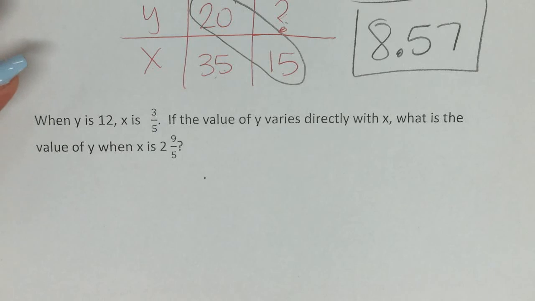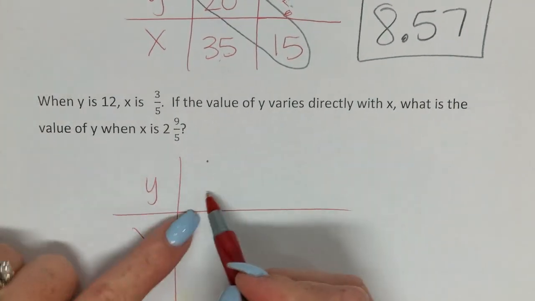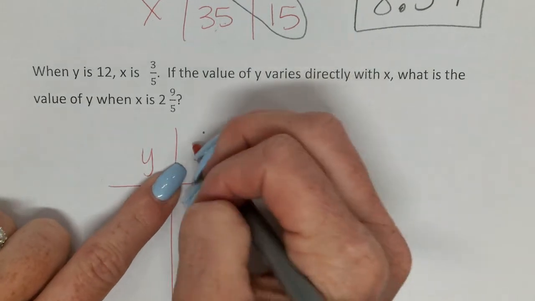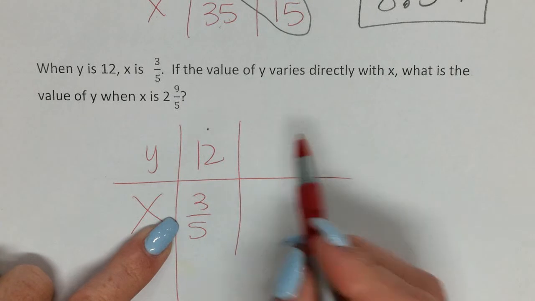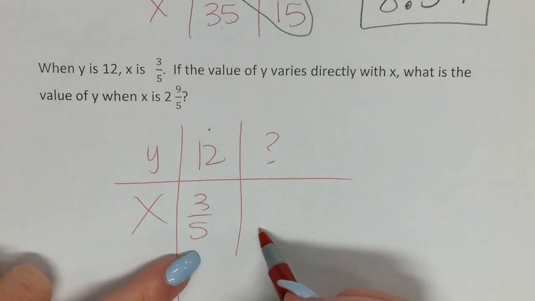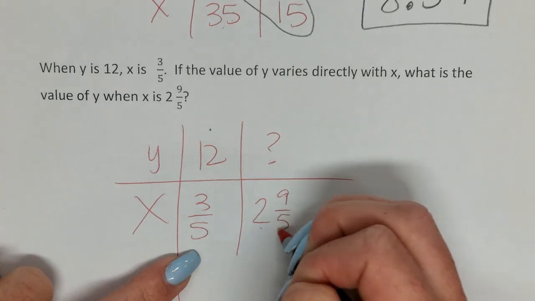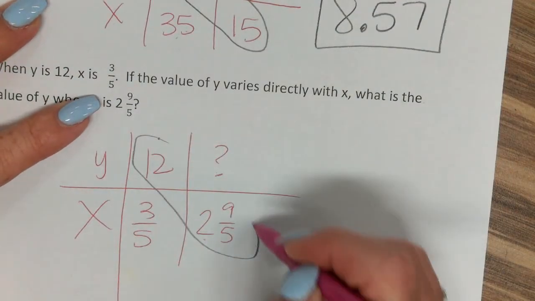I don't see everybody writing. So you should have written y and x. What went here for y? 12. What went here for x? 3/5. All right. What went here for y? I don't know. It's question mark. What went here for x? 2 9/5. Do you care that there's fractions, or does your calculator deal with fractions? Yeah. So I just cross multiply.